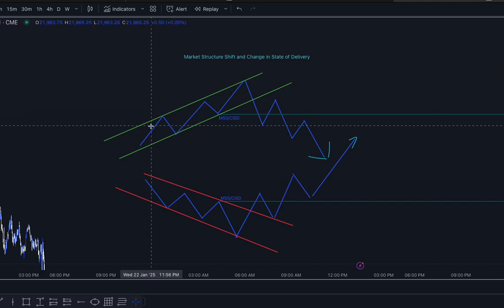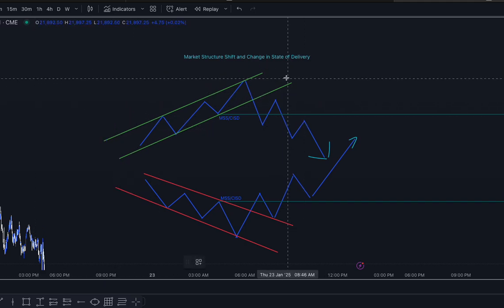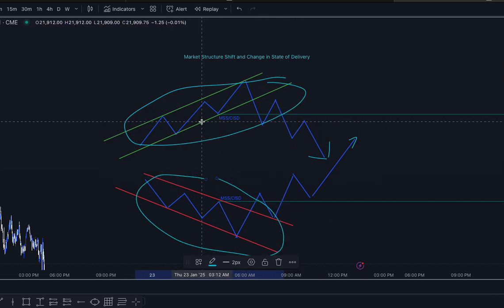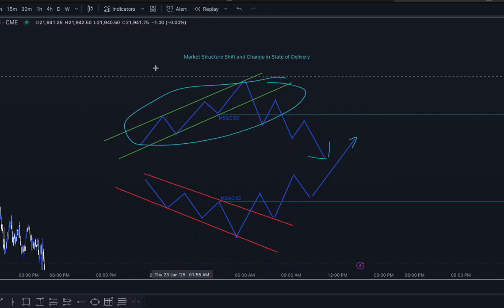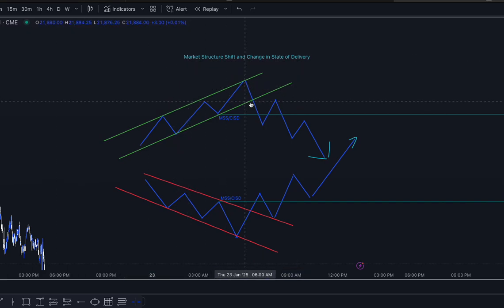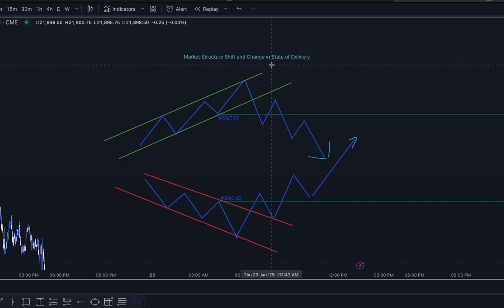Last episode we went into trends, so here you have your uptrend, and then you have a downtrend. Now, what breaks a trend is what we're looking at today. All that breaks a trend is a market structure shift or a change in state of delivery.